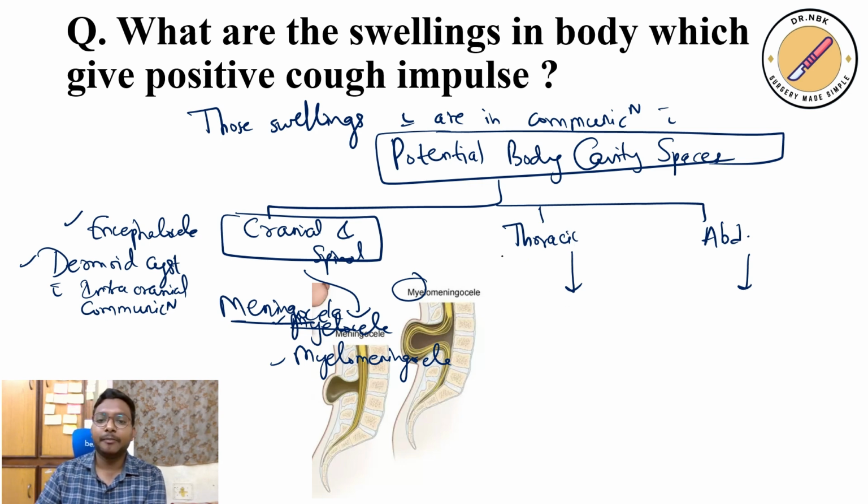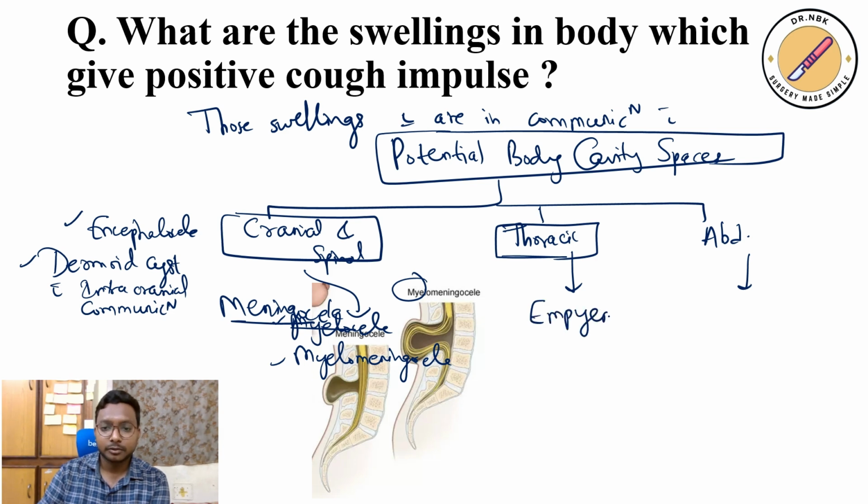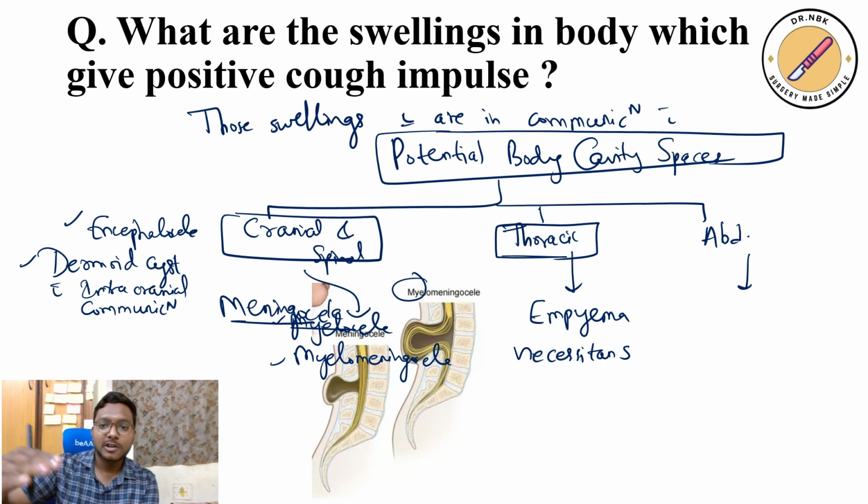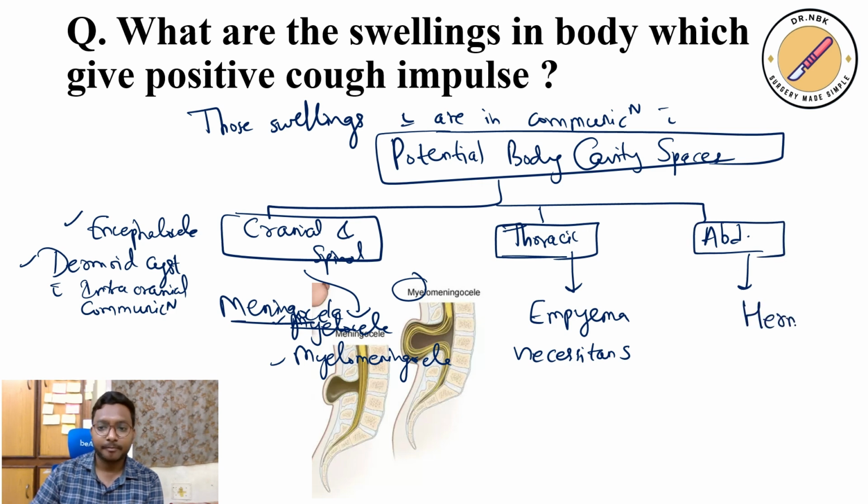Coming to thoracic cavity, you know that whenever there is a pyothorax, it will try to escape through the path of least resistance, and it will try to spread to the chest wall anteriorly. The condition is nothing but your empyema necessitans. This is empyema thoracis expanding onto the anterior chest wall. Now coming to the abdominal cavity, the classical example is hernia. So these are the conditions which will give positive cough impulse.